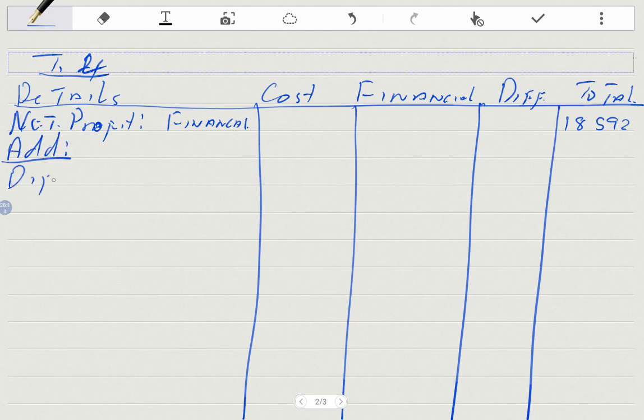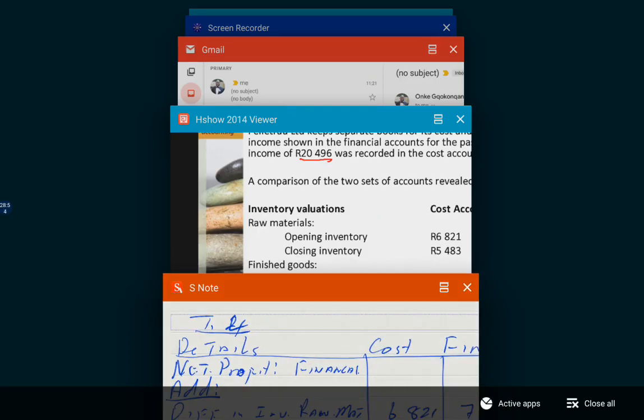So you've got your difference in inventory, raw material. Under your cost, you've got 6,821. Then here you've got 7,259. And your difference is 438. So we know that 438 we are going to add to 18,592. I know it will twist your minds a little bit, but rest assured, guys, at the end of the day you are going to master this.